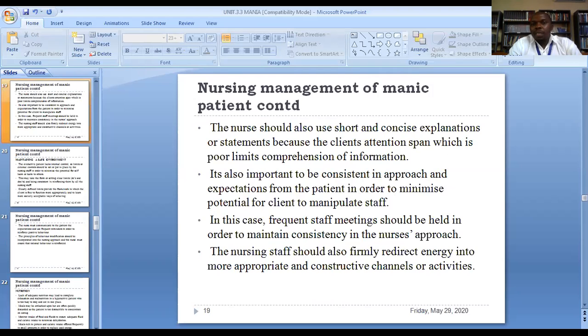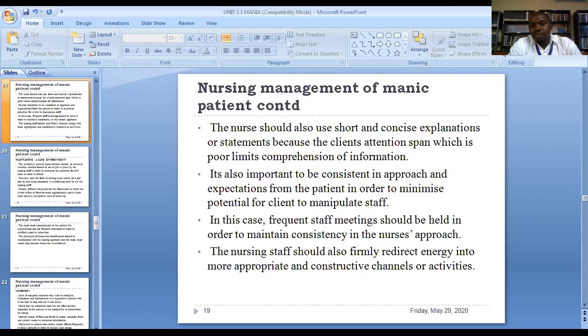It is also important to be consistent in approach. This shows that you're very serious as a nurse with what you're saying to this patient, and shows your expectations of the patient, in order to minimize the potential for the client to manipulate staff. In this case, frequent staff meetings should be held in order to maintain consistency, because you must agree as a group of nurses working in that department that this will be done uniformly on these patients, so that they notice that every nurse has the same approach on them.